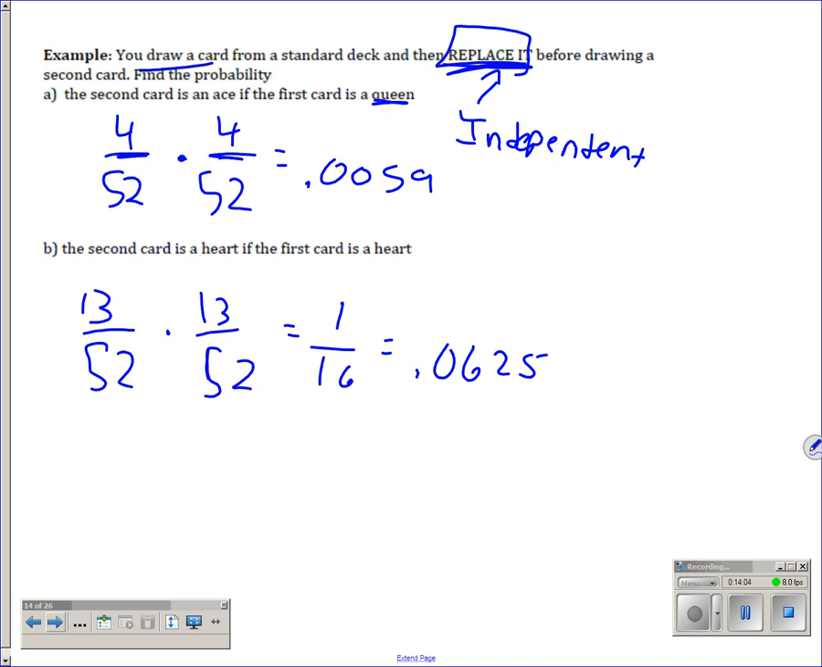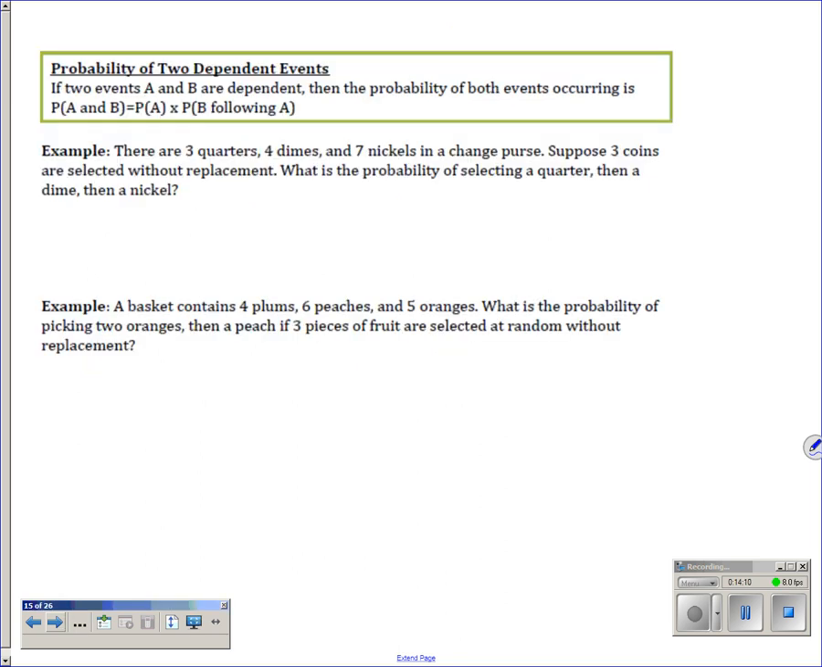All right, questions on independent events. Now, with dependent events, it's the same exact thing. You're just going to have to account for the one that depends on the other. If you notice in the box, for two dependent events, it's the same exact definition. You're just going to take the probability of the first event times the probability of the second event following A. So we're going to have to adjust that denominator a little bit. That's what we got here.